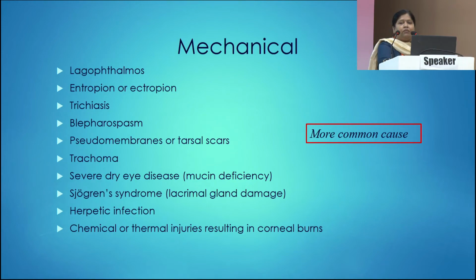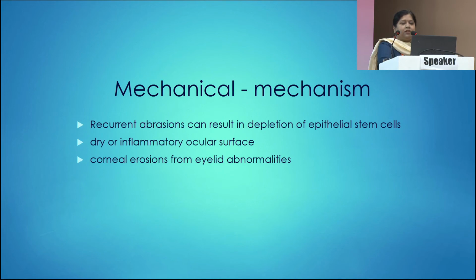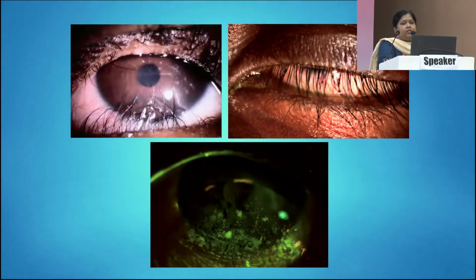Again, you have lagophthalmos, entropion or ectropion, trichiasis, blepharospasm, pseudomembranes or tarsal scars, trachoma, severe dry eye disease, Sjogren's syndrome, herpetic infection, chemical or thermal injuries resulting in burns. Again, the mechanism is recurrent abrasions that can lead to depletion of the epithelial cells faster than they can be regenerated. Dry or inflammatory ocular surfaces or corneal erosion from eyelid abnormalities will also worsen the condition. This is again cases of entropion and lagophthalmos. As you can see, there's a PED forming inferiorly.